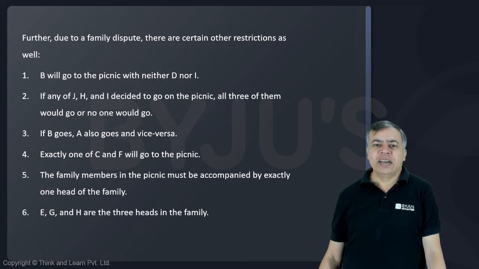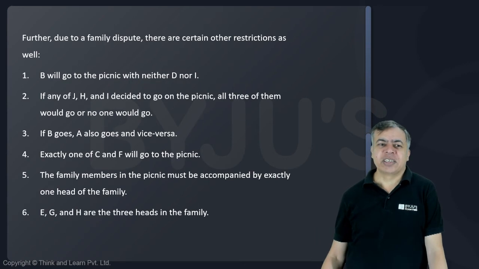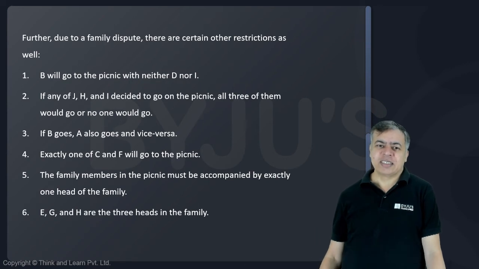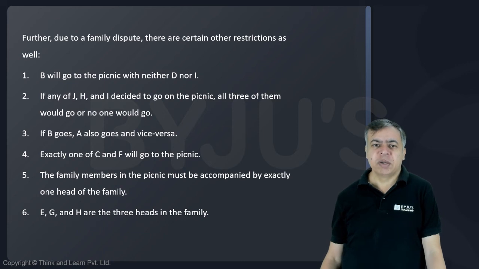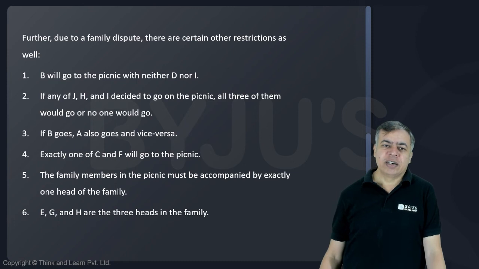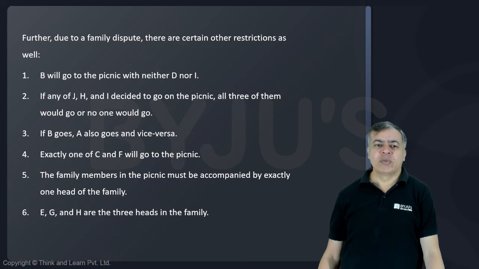Okay, so it is a condition based question. Thus, there are some restrictions given. So you need to see the restrictions here. Accordingly, you can see what combinations are possible. So B will go to the picnic with neither D nor I. So B and D is not possible. B and I is not possible. If any of J, H, I decided to go on the picnic, all three of them would go or no one would go. So J, H, I must be together.